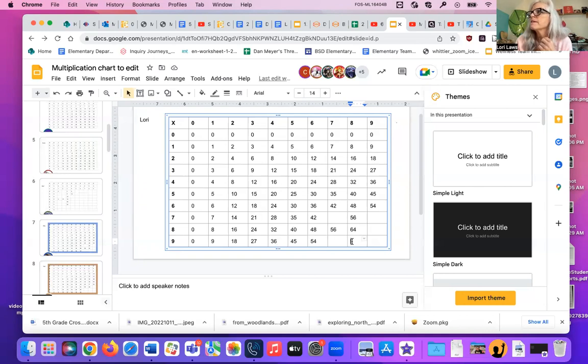Anybody help me out here? What is 60 plus 12? Oh, there we go. I see Luis put it into the chat. 72. And I can put that over here.